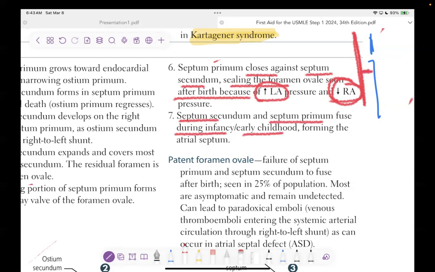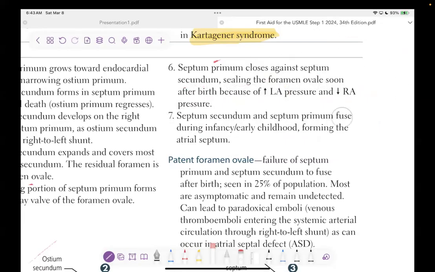So I said that these two septa stick together and day by day they fuse and they close. The septum secundum and septum primum fuse during infancy and early childhood, forming the atrial septum. And these two septa get together and make the atrial septum. Whenever this septum is not made, this is called ASD. ASD primum type, ASD secundum type. Secundum type is the most common type, and primum type is not the most common, but it is usually seen in Down syndrome.